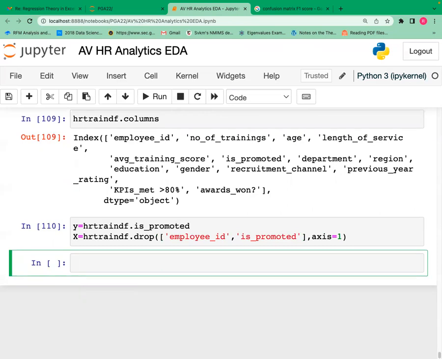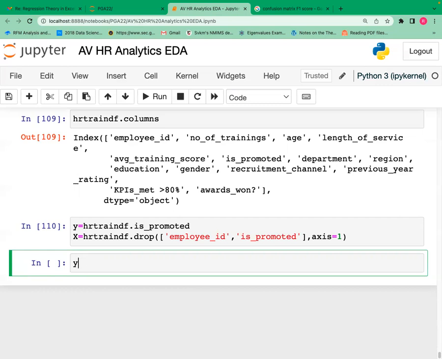In x, we don't want employee ID because there are 54,000 unique values. Your model will never fit. That's why we are removing employee IDs. Then is_promoted is the dependent variable which we have already separated, so we are dropping it from x. Y is your dependent variable, x is your independent variables. One column cannot be in two data frames, so that's why we are dropping them.